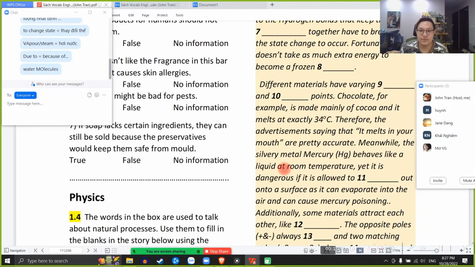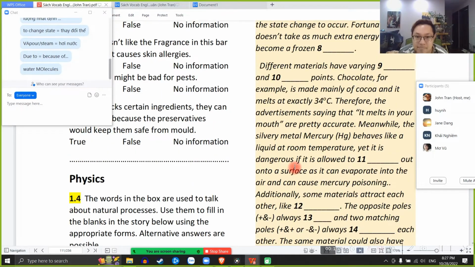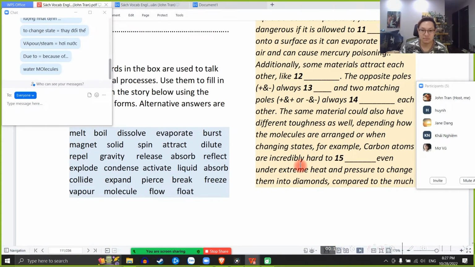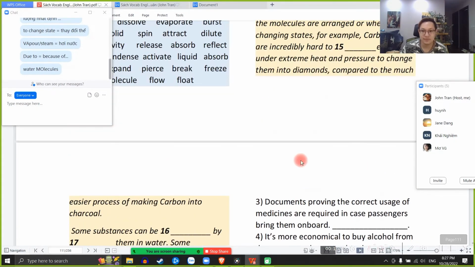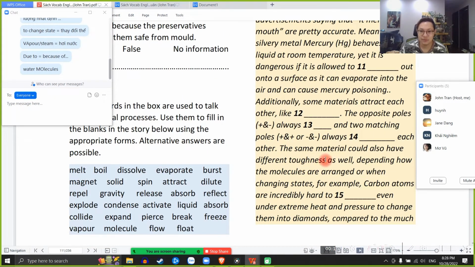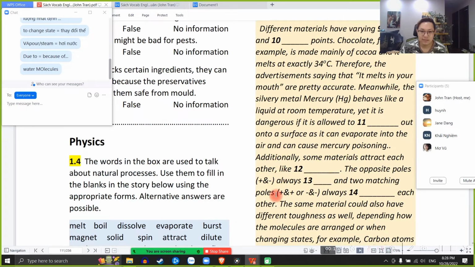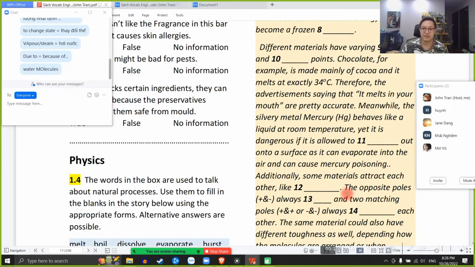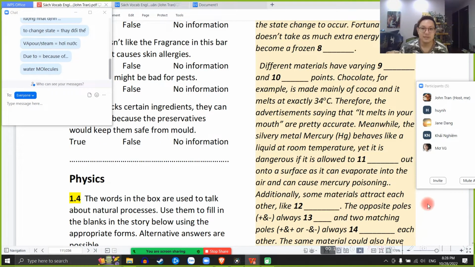All right, let's do this one. It's a long one, so mình chia ra làm hai đi. So let's break this one into two. Bạn nào đọc đến cái chỗ số 12 được rồi. Okay, just read until 12. Miss Jane, please. Different materials have varying. Okay.